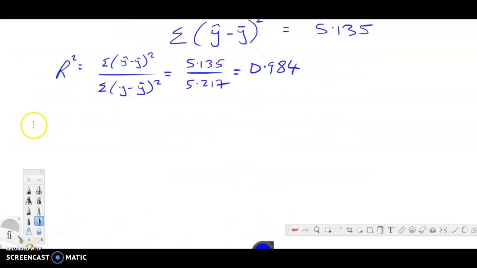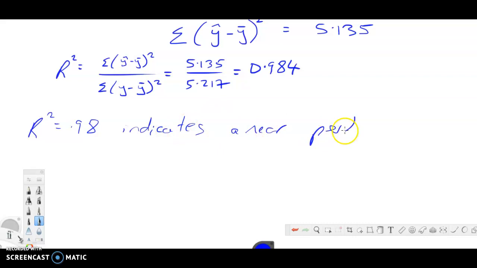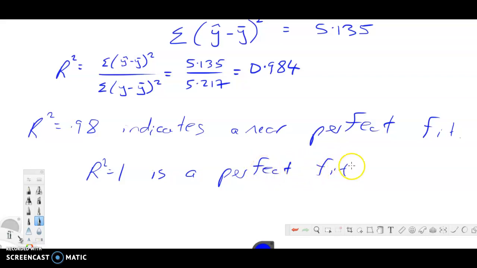So finally we're asked to comment on the goodness of fit. So r squared equals 0.98 indicates a near perfect fit, right? That's your answer there, because r squared equals 1 would be a perfect fit. So that's it for that part of question 3.